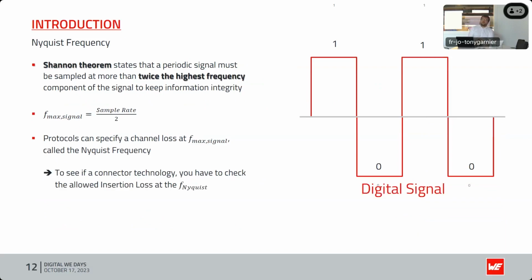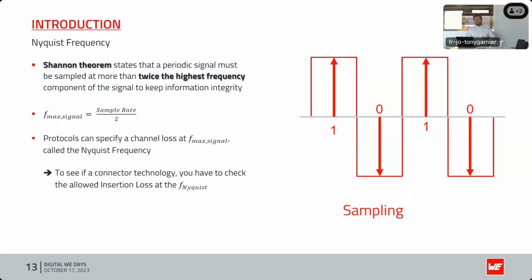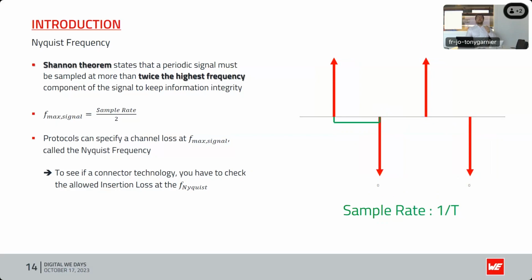Then what's important for the qualification of connectors is the Nyquist frequency. And since it's not always clear, I will explain what the Nyquist frequency is. The Shannon theorem of integrity of information says that to keep the information, you have to sample any signal at twice the highest frequency of the information. A digital signal will be 1 and 0. I represented on the right a digital signal with 1 0 1 0. If we sample this, we have a peak, a Dirac distribution at 1, a Dirac distribution at 0, 1 0. Then that's the sample rate. The sample rate is 1 over this time between each sample.